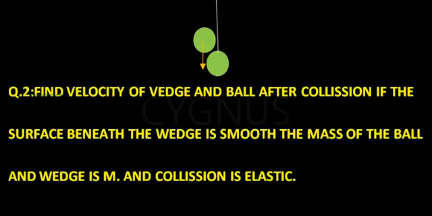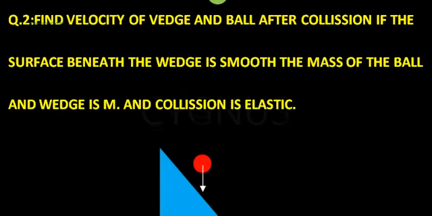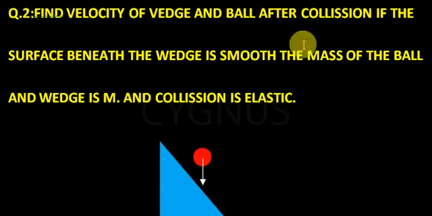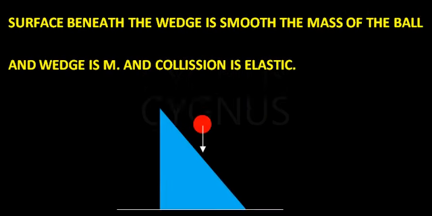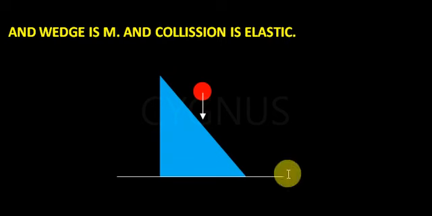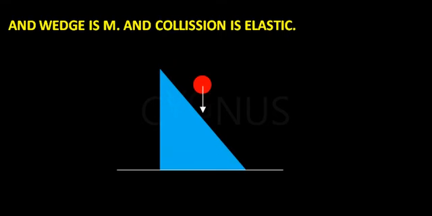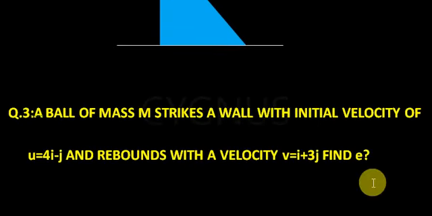Now coming to the next question: find the velocity of the wedge and the ball after the collision if the surface beneath the wedge is smooth and the mass of the ball and wedge is m. The collision is elastic. The diagram related to it is this. Now let's move on to the next question. This is a good one. A ball of mass m strikes a wall with the initial velocity of this and rebounds with a velocity this. Find E.